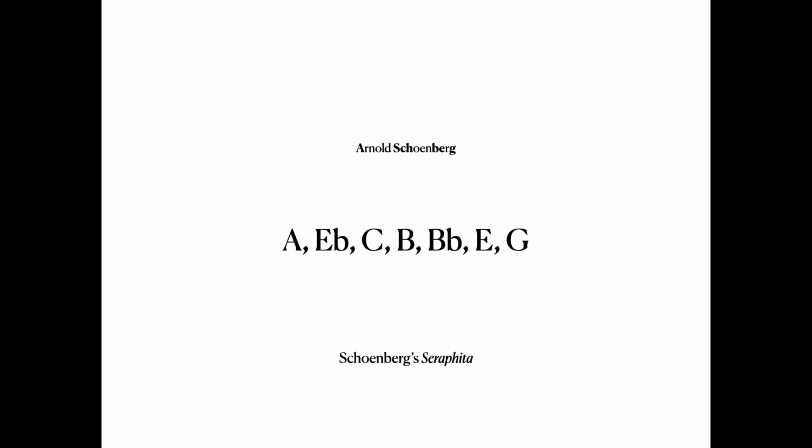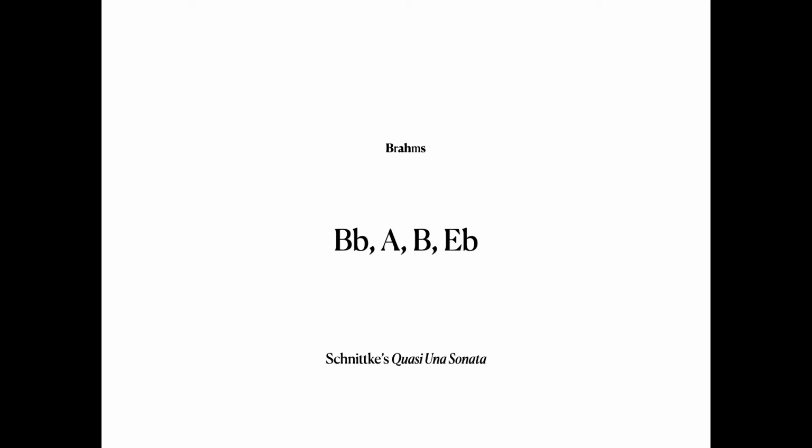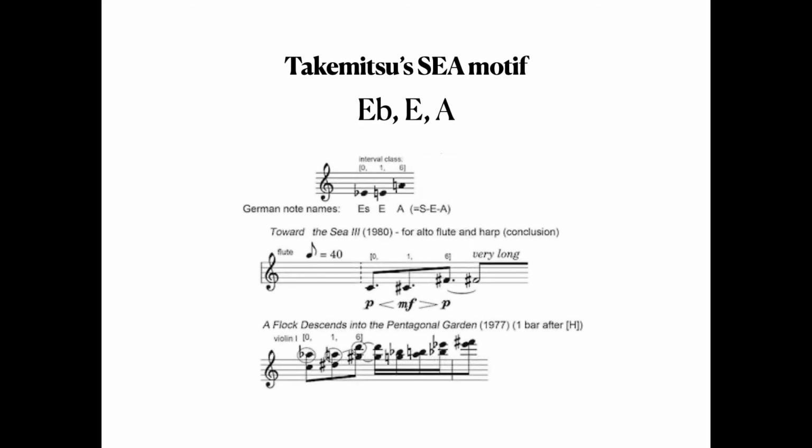But this extended German system allowed, for example, Schoenberg to embed his own cryptogram into Seraphita, and for Berg to entwine his initials and those of his secret lover into his lyric suite, and Schnittke to reference Brahms. Takamitsu referenced the sea, as in the Oceanic Sea, SEA with the notes E flat, E, A, using the extended German system.